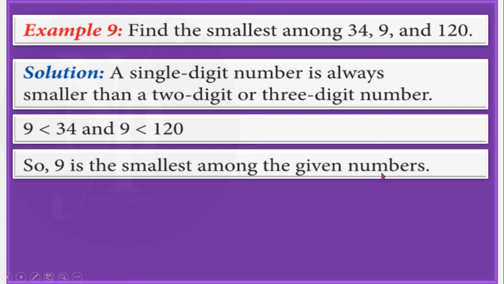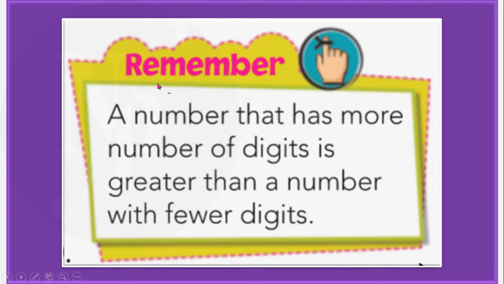So when the number of digits are different among the given numbers, to find the smallest among the given numbers, we will look for the number with fewer or lesser number of digits. And if we wish to find the greatest among the given numbers, we will find the number with more number of digits. So we need to remember this.